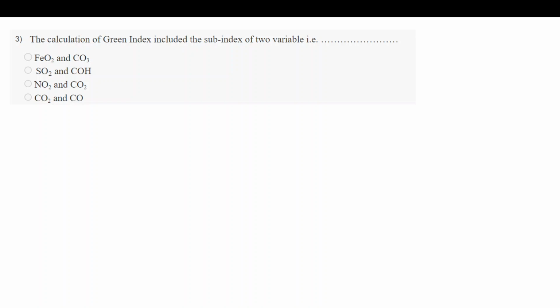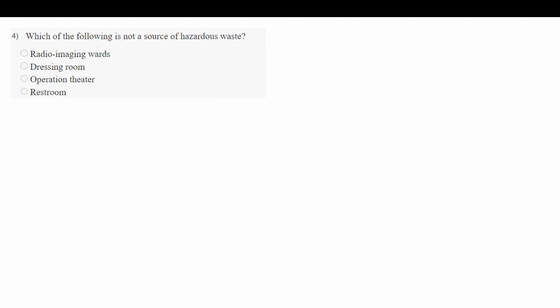Next is the calculation of green index included the sub-index of two variables, which you can look into the lectures, and it is a very theoretical question, which is nothing but SO2 and COH, right? So let's move forward.